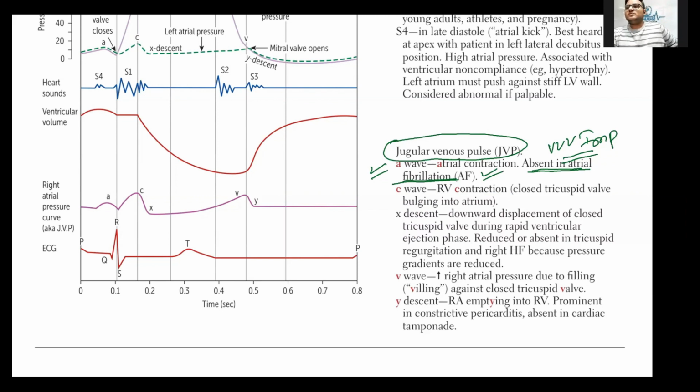And the next is the C wave. The C wave is due to right ventricular contraction, because the closed tricuspid valve bulges into the right atrium. We discuss this C wave here, during the isovolumetric contraction.